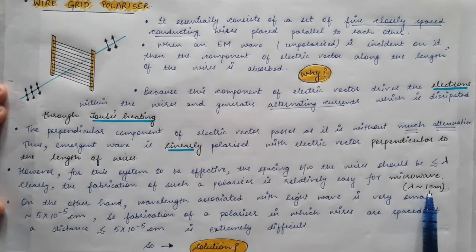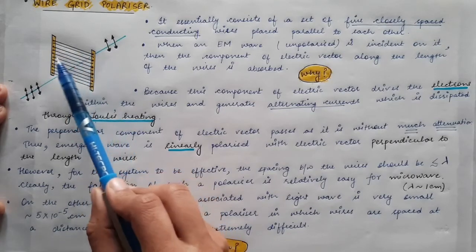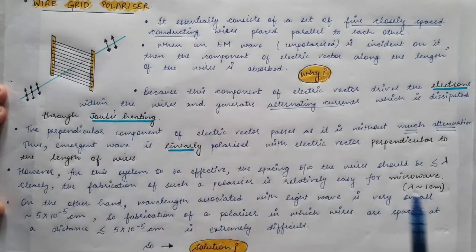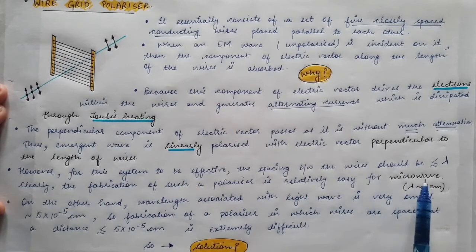So in the laboratory we can easily construct a system, we can easily place the conducting wires separated by a distance of 1 centimeter or less than 1 centimeter. So fabrication of such a polarizer is relatively easy for microwave.